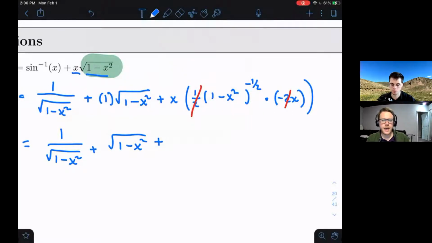So let's see, the 2 and the 1/2 cancel there. We have 2 x's and a negative. So I'm going to make that negative there. The x's are being multiplied together, and x times x is x squared. And then the only piece that's left is this right here. This has a negative exponent.